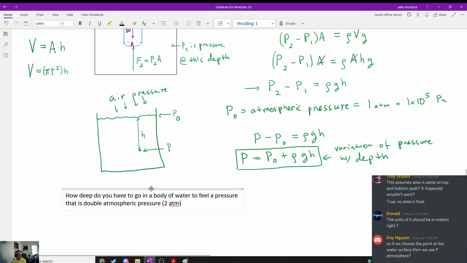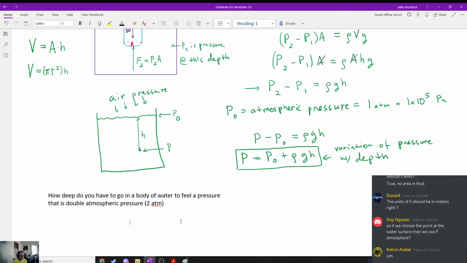Okay, there's the question. How deep do you have to go in a body of water to feel a pressure that is double atmospheric pressure? Does the question make sense? How deep do you have to go in a body of water to feel a pressure that is double atmospheric pressure? Does that question make sense? Can you all try to figure it out before I do it? Can you all take a minute? Try to work on it? Take a break from me talking. Let you guys work.